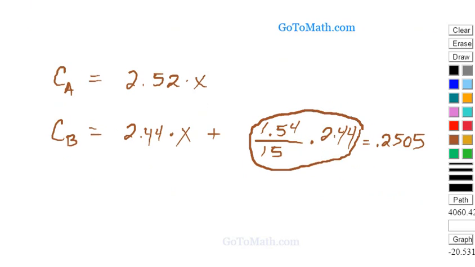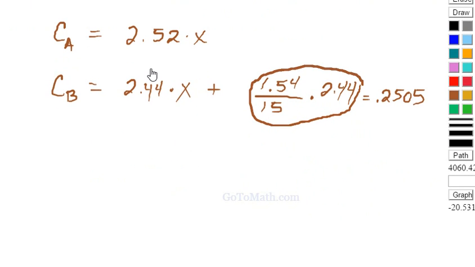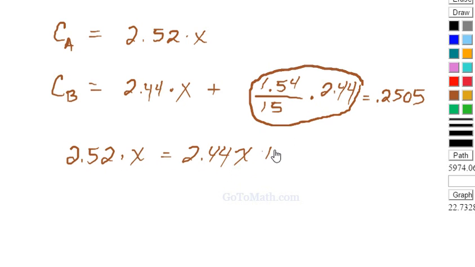All right, so the next order of business is what we've been doing in previous problems. You just take these and set them equal to each other. This one has x in common. So we have 2.52x is equal to 2.44x plus the 0.25. Okay, and then, of course, we want to solve for x in this problem.